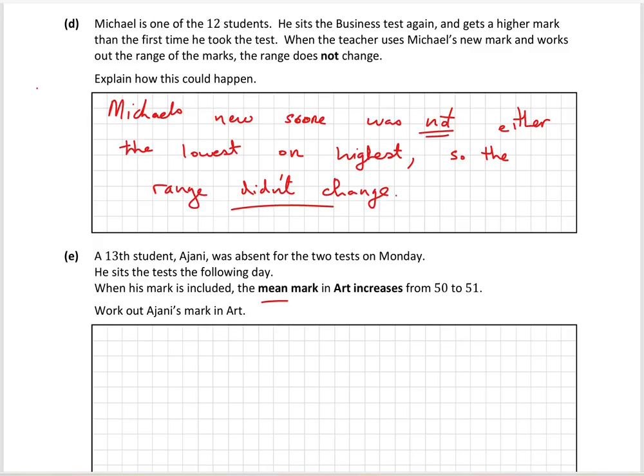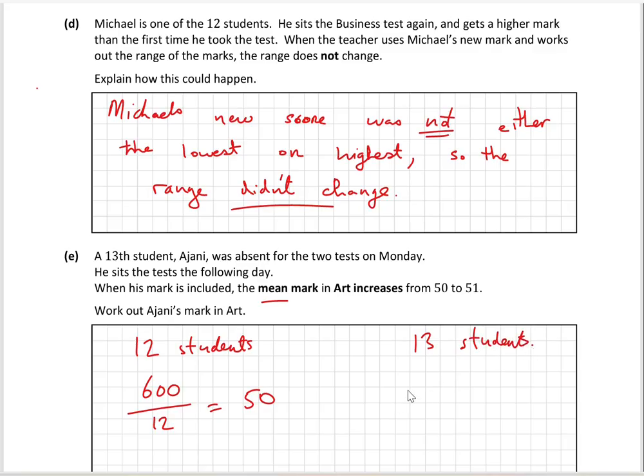600. For 12 students, this is the way it was. 12 students. We got a total of 600 and we divided that by 12, we got 50. So now it's 13 students and we don't know what this number is any longer, but when we divide it by 13, well, sorry, we do know that it's 600 plus something, and we get an answer of 51.